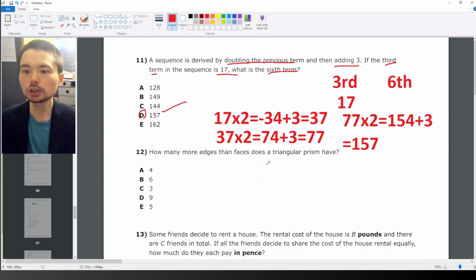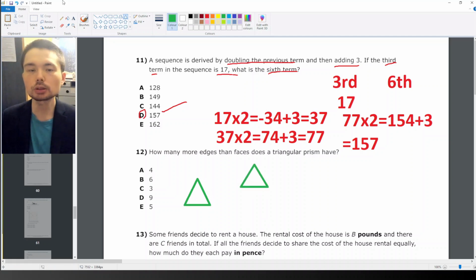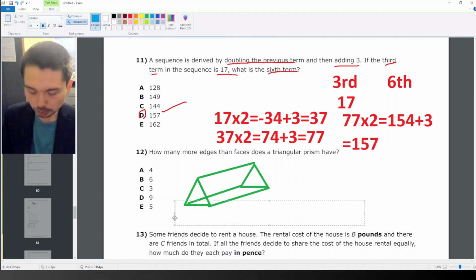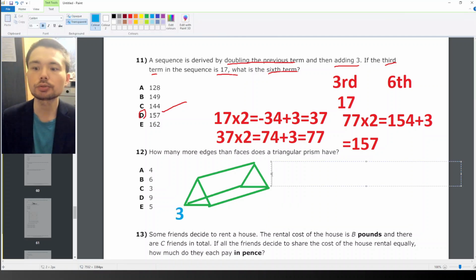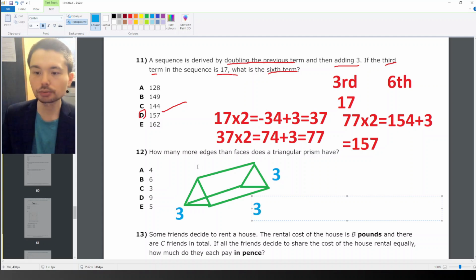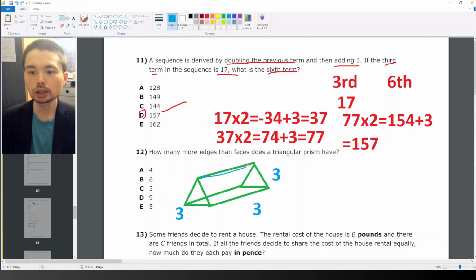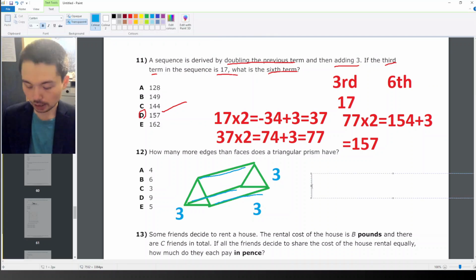Question 12. How many more edges than faces does a triangular prism have? So what I've noticed is these types of 3D shape questions, they do keep appearing. So let's quickly draw one just to help you guys here. And it says edges and faces, so let's just count both. Now a really nice way to count this is we think of the 3 times table. Triangular face at the front, 3. 3 at the back, and how many edges joining them up? 3. As you can see, 1, 2, 3. A nice way to think of it is the corners all join each other. If we add them all up, that is 9 edges.